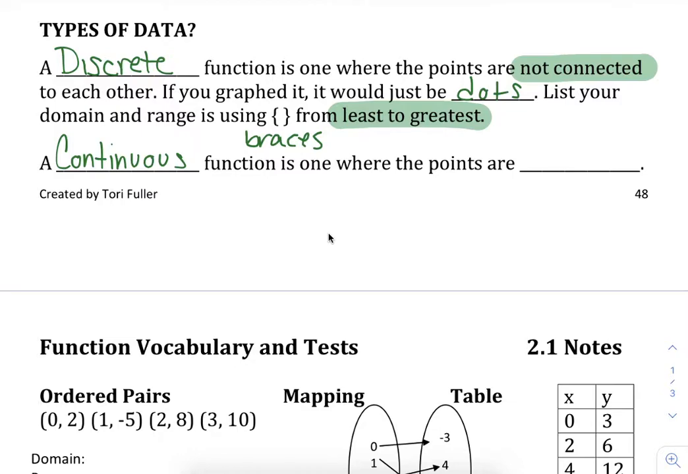The other kind of data is continuous. So continuous is a function where the points are connected. So that might look like something like this. It might look like just a line. It might look like a squiggle. But anything where you could trace it with your pencil and not pick your pencil up, that means they're connected. That's continuous. Okay? So discrete and continuous are also vocab words we're going to want to know. All right? If you need to pause the screen, copy anything else, do that. We're going on to some examples.